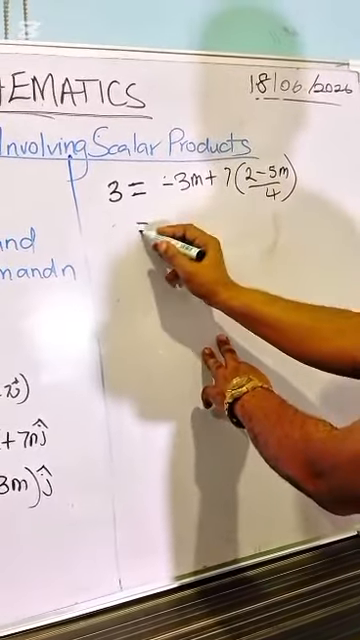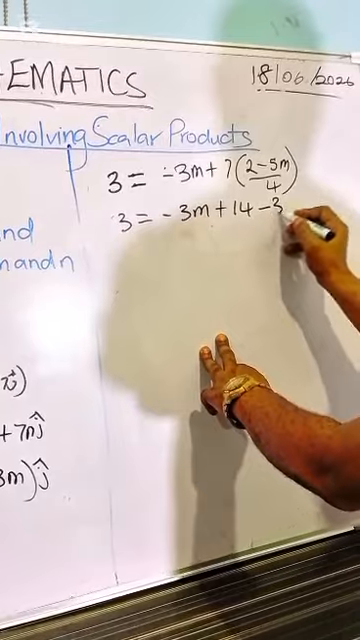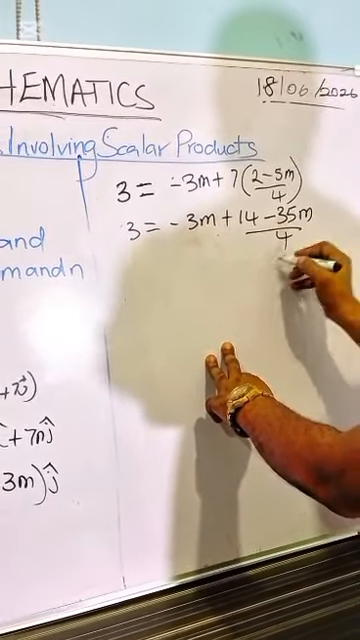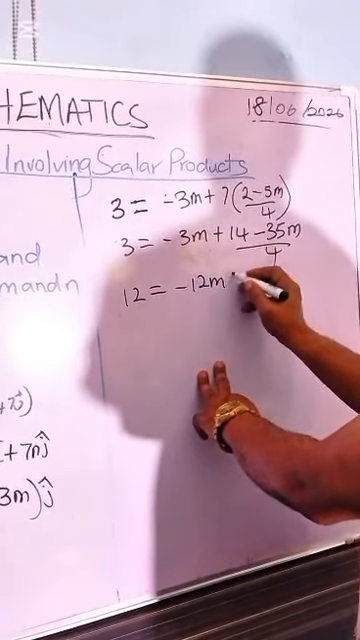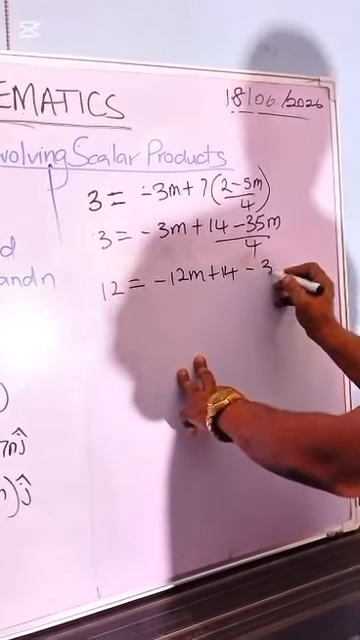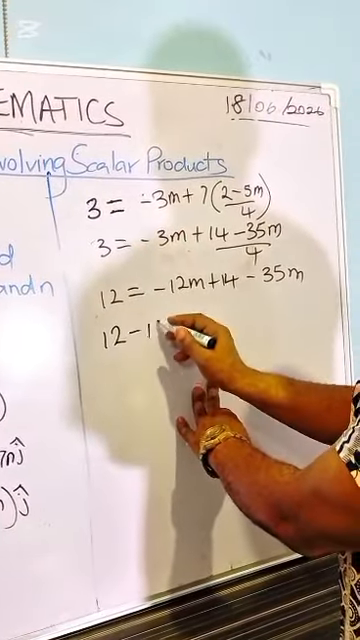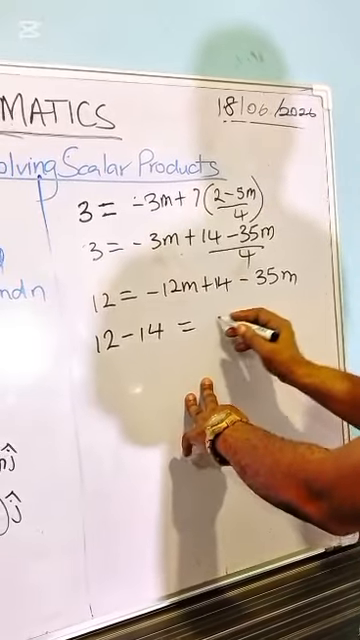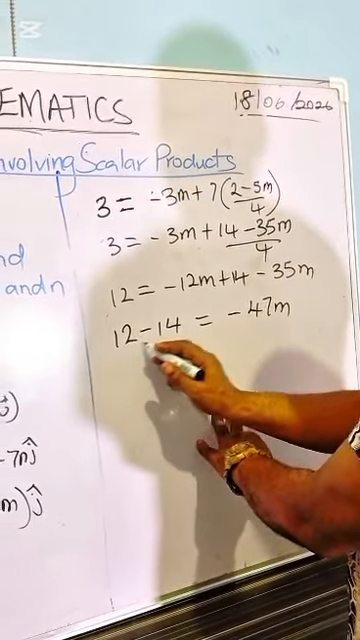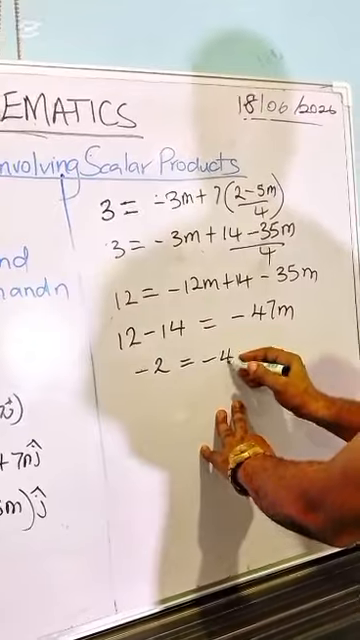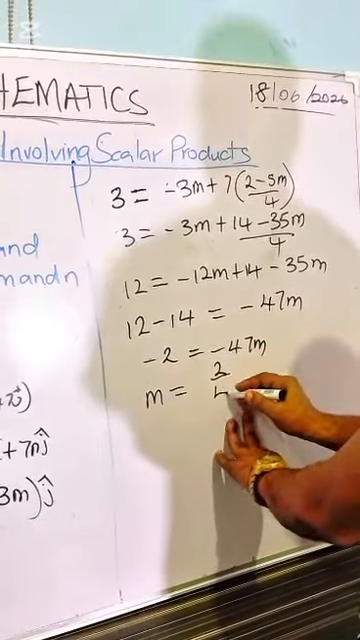Now if we expand this, we are going to have negative 3m plus 14 minus 35m all over 4. Now multiply all through by 4 to get 12 is equal to minus 12m plus 14 minus 35m. So if we collect terms, we have 12 minus 14 is equal to minus 47m. 12 minus 14 is negative 2, which is equal to negative 47m. Automatically m will be equal to 2 over 47.